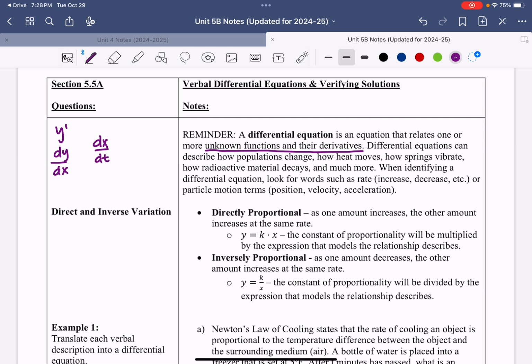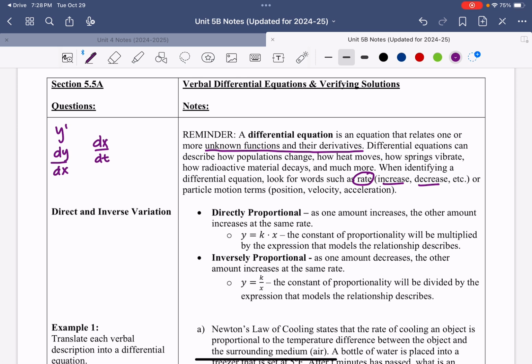In the first part of this video, we're going to talk about how to identify differential equations from verbal statements. We're going to look for words that signify some sort of derivative. We can see that with rate, which could be like the word increase or decrease. We can also see it with particle motion terms: position, velocity, acceleration. All of those are related together by some sort of derivative.